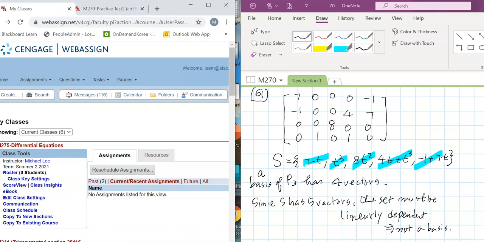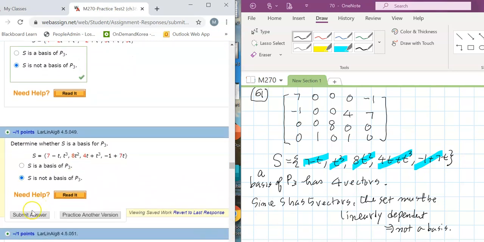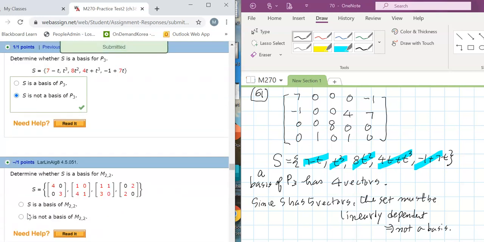Just move this one over a little bit. What happened? Oh, here. Too many vectors. Okay. So it's not a basis. Okay. So that's just what it is. Okay. Submit the answer. Okay, it's not a basis, too many.